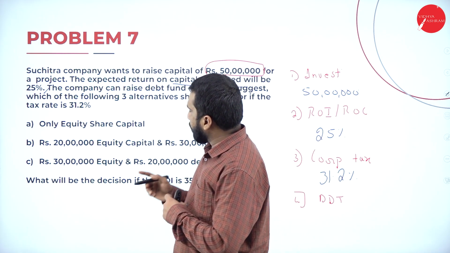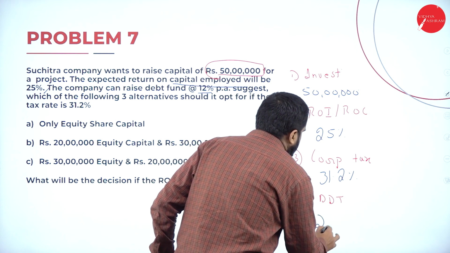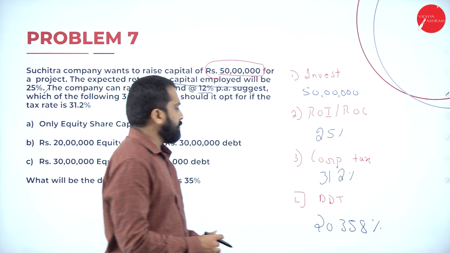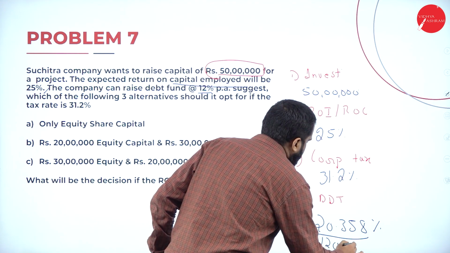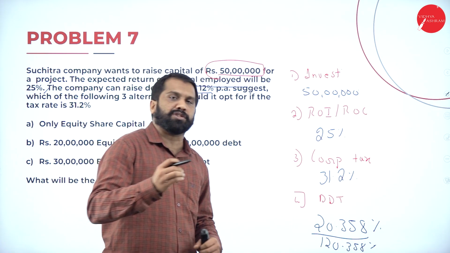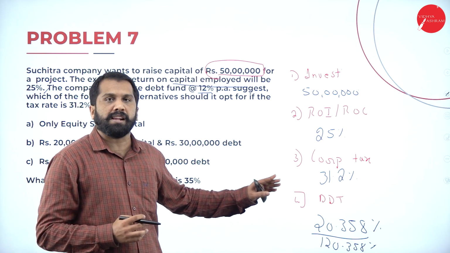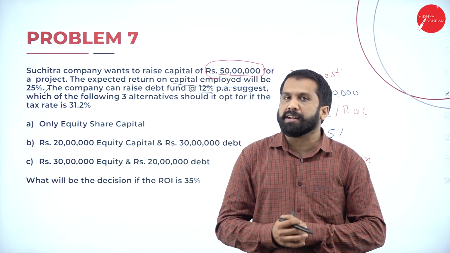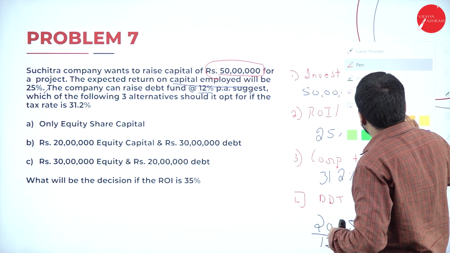Is there anywhere they have mentioned dividend distribution tax? Nothing. Then it will be 20.358 divided by 120.358, which will be your dividend distribution tax. Normally they will give it in the question paper itself. If it is not given, then you are supposed to take 20.358 divided by 120.358 as your dividend distribution tax percentage. Now, we are done with all this information.